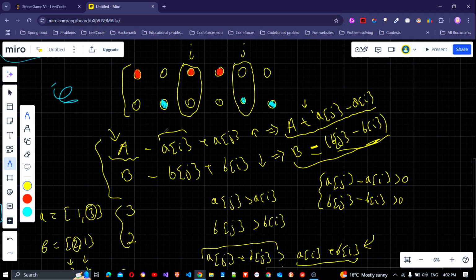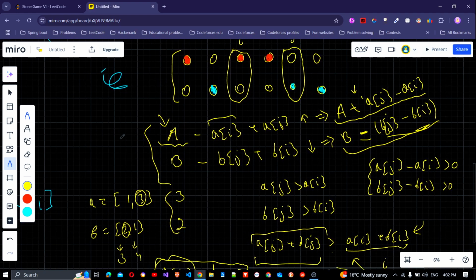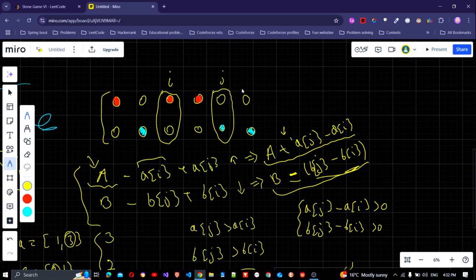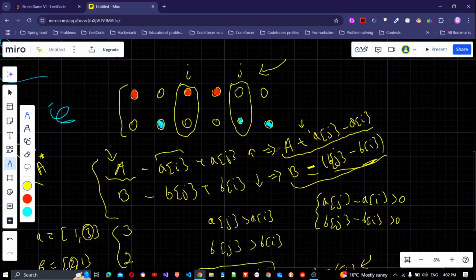Sometimes people call this A prime or A asterisk, to mean that these are optimal, and then they arrive at a contradiction. That's a way of proving. That's also called the exchange argument. It's one of the popular ways of proving greedy approaches. So we use that.